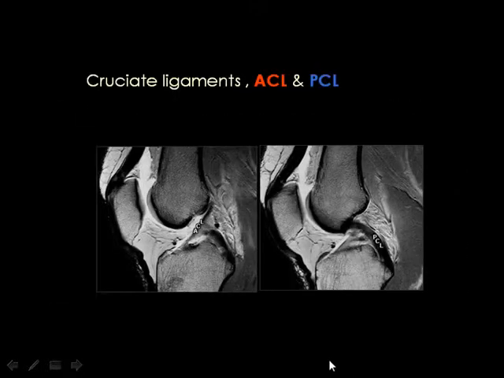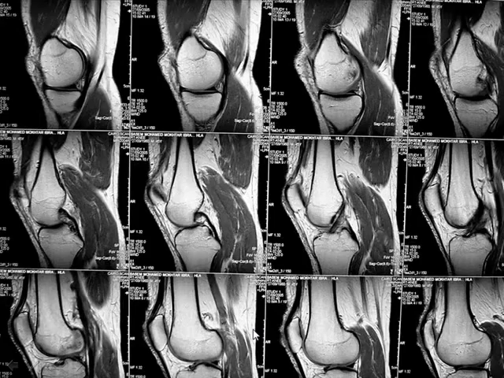If you want to see the cruciate ligaments, they are present in the central part of the knee. You look first at the posterior cruciate ligament, this one, which is a cord-like structure, and you go an image before or an image after in order to see the anterior cruciate ligament, this one, which is smaller, connected to the anterior aspect of the tibia. Let us look at this MR of the knee.